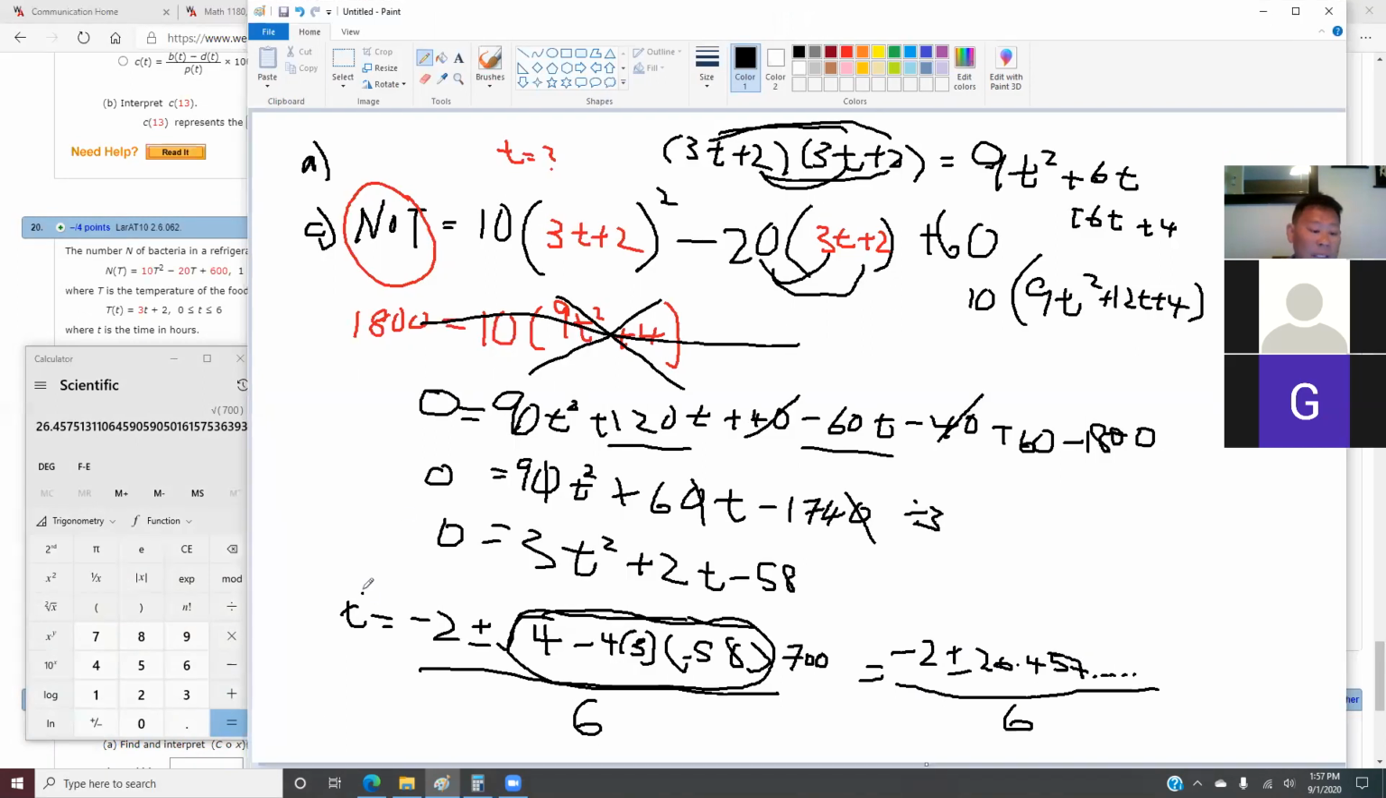Now this is measuring time. T is time, and you cannot take the negative because time cannot be measured in negative. So what you need to do is take negative 2 plus this whole number, over 6. So take out your calculator and punch in negative 2 plus the square root of 700, divided by 6. Everyone take out your calculator and see what you get, and then give me your answer. I'll see how many of you get it right and how many get it wrong.